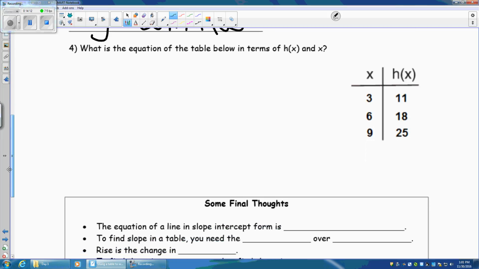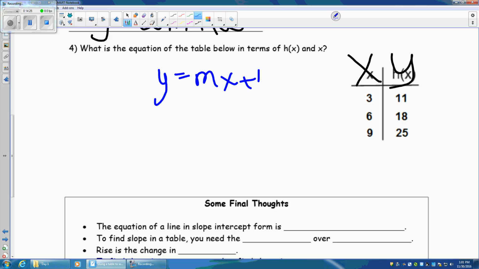All right, number 4, maybe a little bit tougher. I need to not forget to do this time. And do they give us a y-intercept? Nope. So I need to find my slope first. I'm going to do that and get how much each time if I'm going from 11 to 18. 7. And how much each time over here? 3. So my slope, is it 3 over 7 or 7 over 3? 7 over 3.